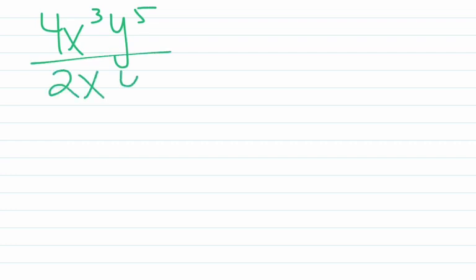Let's look at the second example. This is 4x to the 3rd, y to the 5th, over 2x, y to the 7th. What was I doing there?